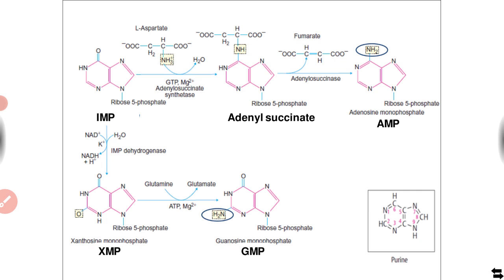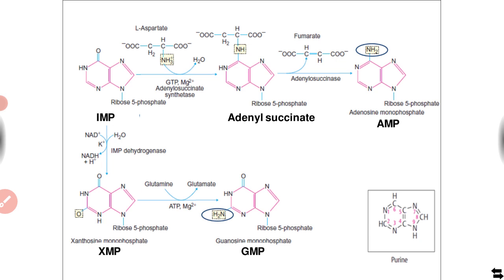And this reaction requires hydrolysis of GTP and cofactors such as magnesium. So this inosine monophosphate is oxidized at C2 to form xanthosine monophosphate by the enzyme IMP dehydrogenase, during which NAD is reduced to NADH. Now to this xanthosine monophosphate, an amino nitrogen is added at C2. The donor of this amino nitrogen is glutamine. This step requires hydrolysis of ATP. So when amino nitrogen is added at C2, the product formed is guanosine monophosphate.